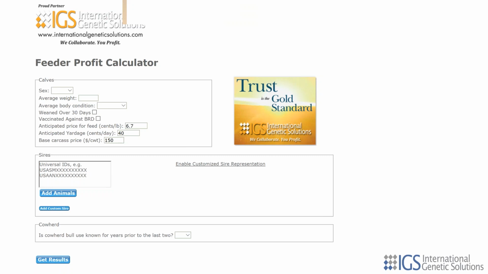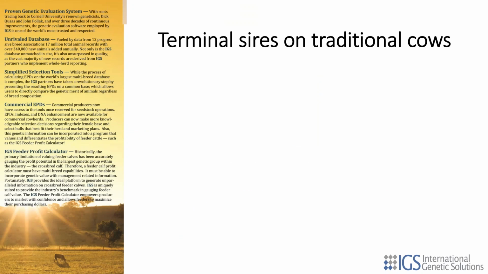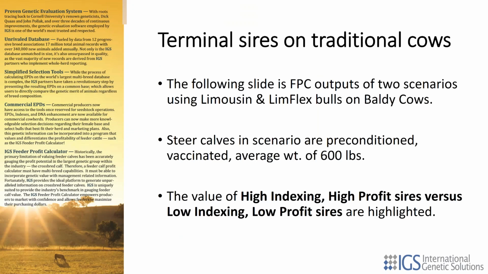Just going to run a couple quick examples for you, nothing too exotic. Here's a pretty normal, everyday kind of situation that you all see in southern Oklahoma, I'm sure. If we were to compare a couple different sets of bulls, we've got a small bull battery of low indexing Limousin bulls, and a set of high indexing Limflex bulls on those Hereford Angus cows.